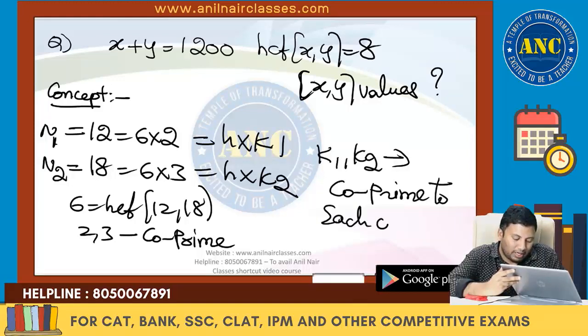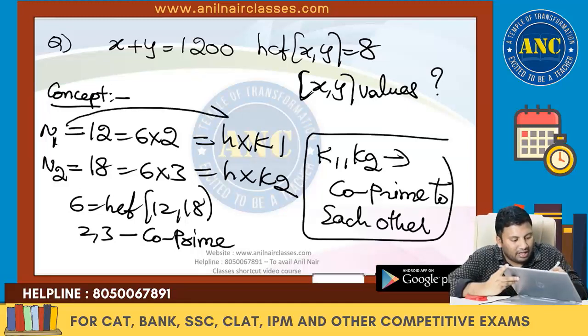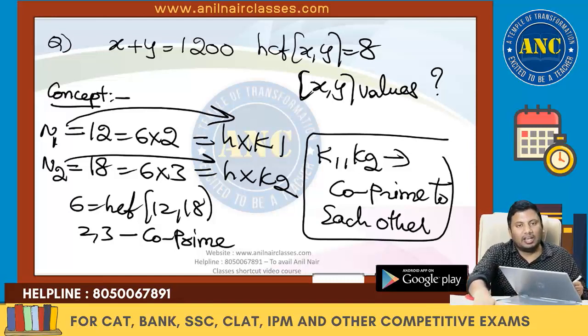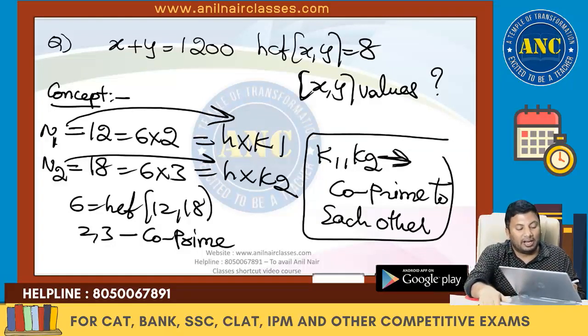Any natural number can be written as h into k1 and h into k2, where k1 and k2 are coprime to each other. If two numbers' addition is 1200, HCF is 8, k1 and k2 are coprime to each other. By using this concept directly, we will get the answer. N1 is h into k1, N2 is h into k2, k1 and k2 are coprime to each other. I hope this concept is clear. Now, if it is clear, let us solve the question.